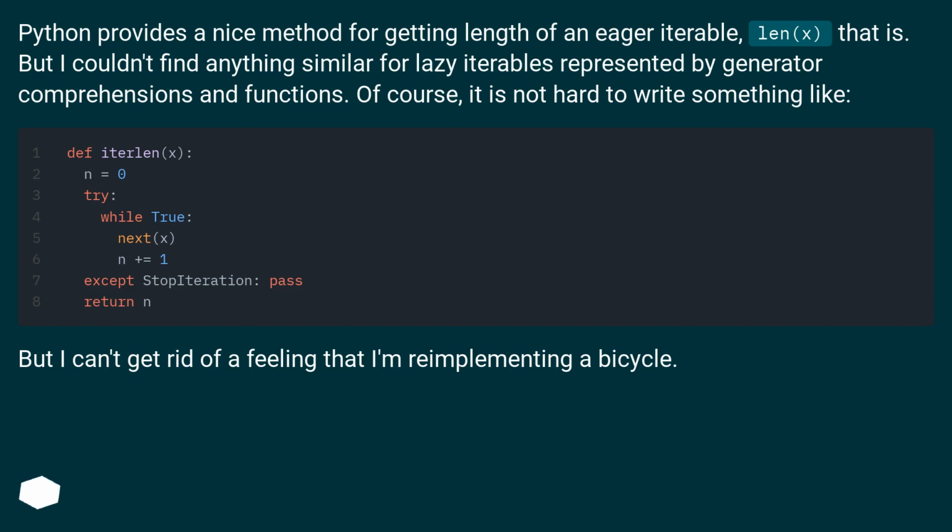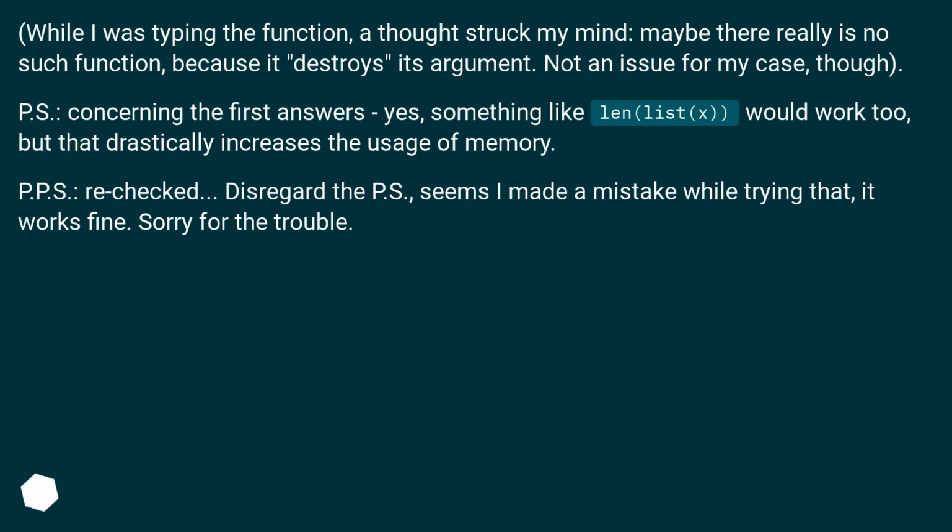Of course, it is not hard to write something like this. But I can't get rid of a feeling that I'm re-implementing a bicycle. While I was typing the function, a thought struck my mind: maybe there really is no such function, because it destroys its argument. Not an issue for my case, though.